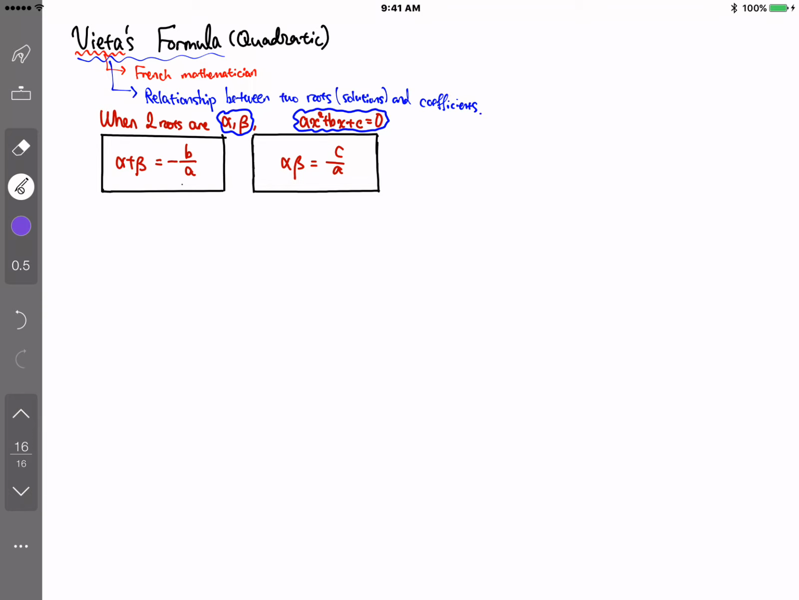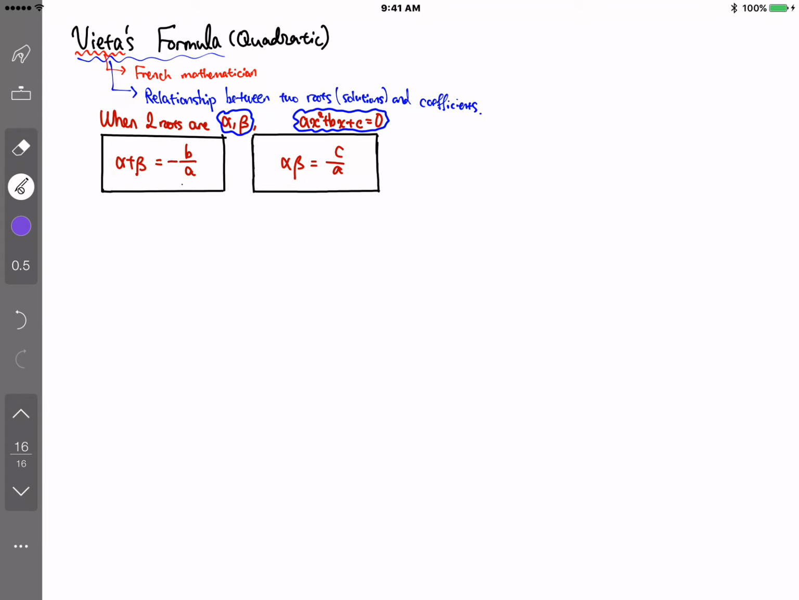Vieta's formulas can be used to relate the sum and product of the roots, which are the two solutions of a quadratic equation, to its coefficients. There are also versions for cubic, quartic, and I believe quintic equations, but today we're not going to talk about those. It's only going to be quadratic today. Let's talk about some examples.